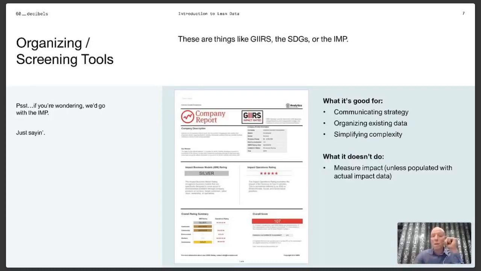So that's a problem. The other thing to just say as a passing thought is, of these various approaches, we have done the most work with the Impact Management Project, the IMP, and we find that to be a very, very effective framework for thinking about and classifying social impact. And so I would recommend that one if you're trying to choose one.